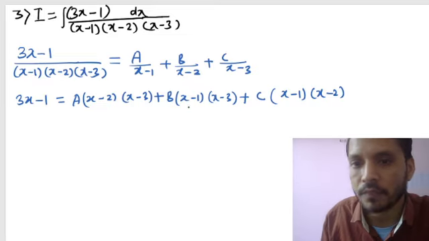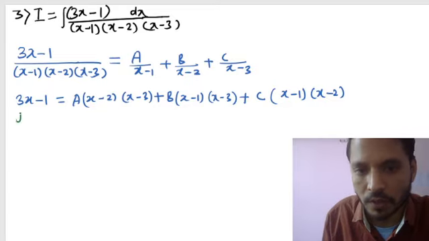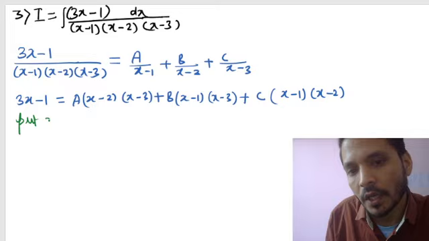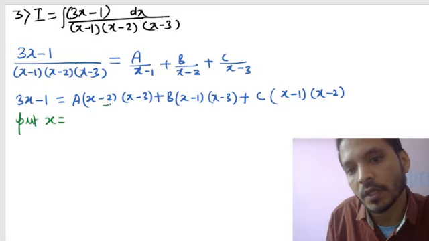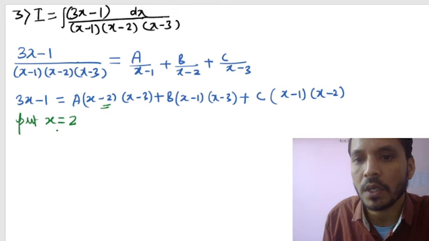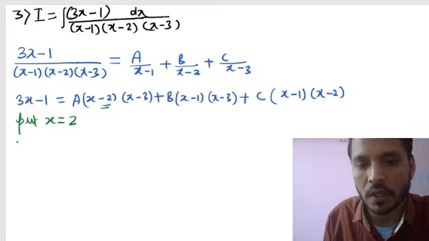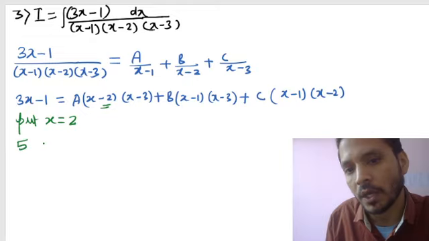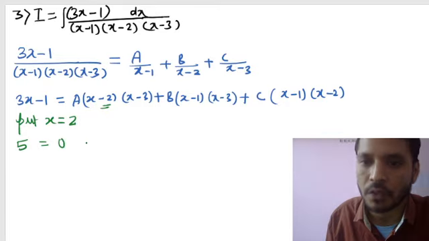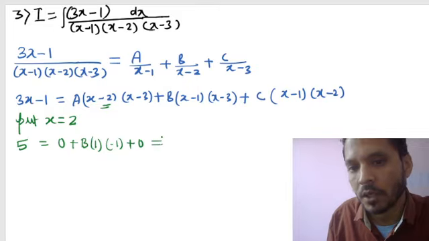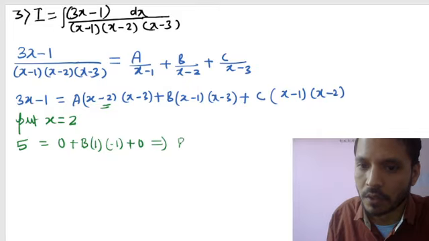For that, first we are going to substitute x is equal to, let us suppose, 2. So the a coefficient as well as the c coefficient will become 0, meaning this will give 3 into 2, 6 minus 1, here it will become 5, and it is going to become 0, and b will be the only one remaining. So b into 2 minus 1, 2 minus 3, minus 1, and this part is going to become 0. That means from here we are getting b is equal to minus 5.